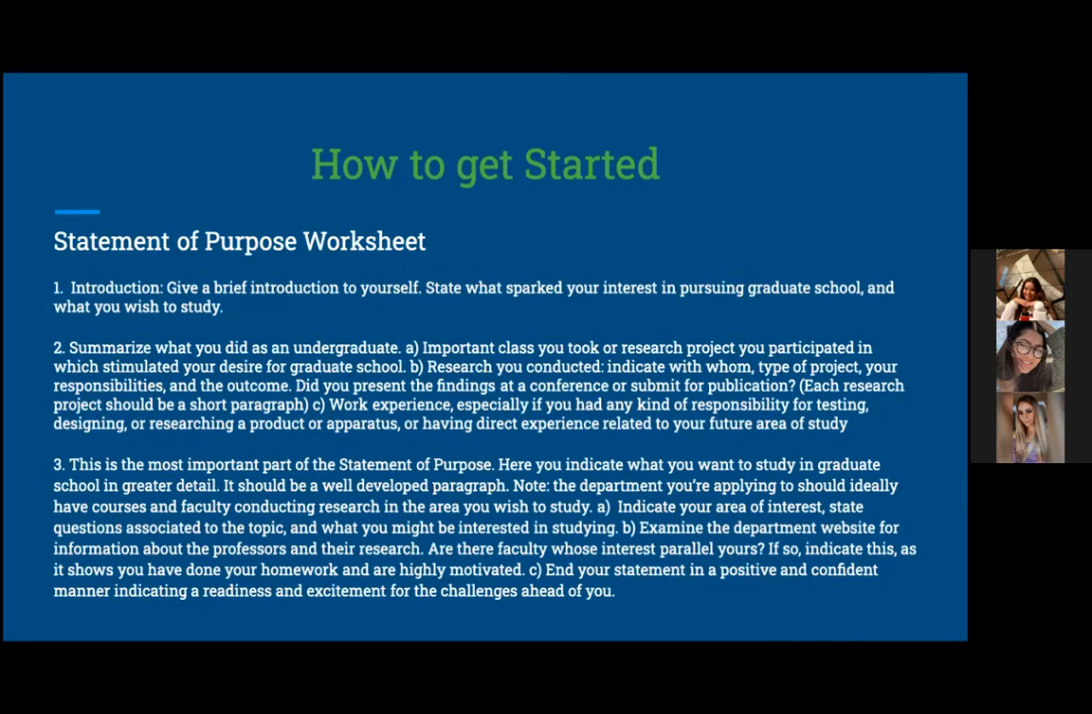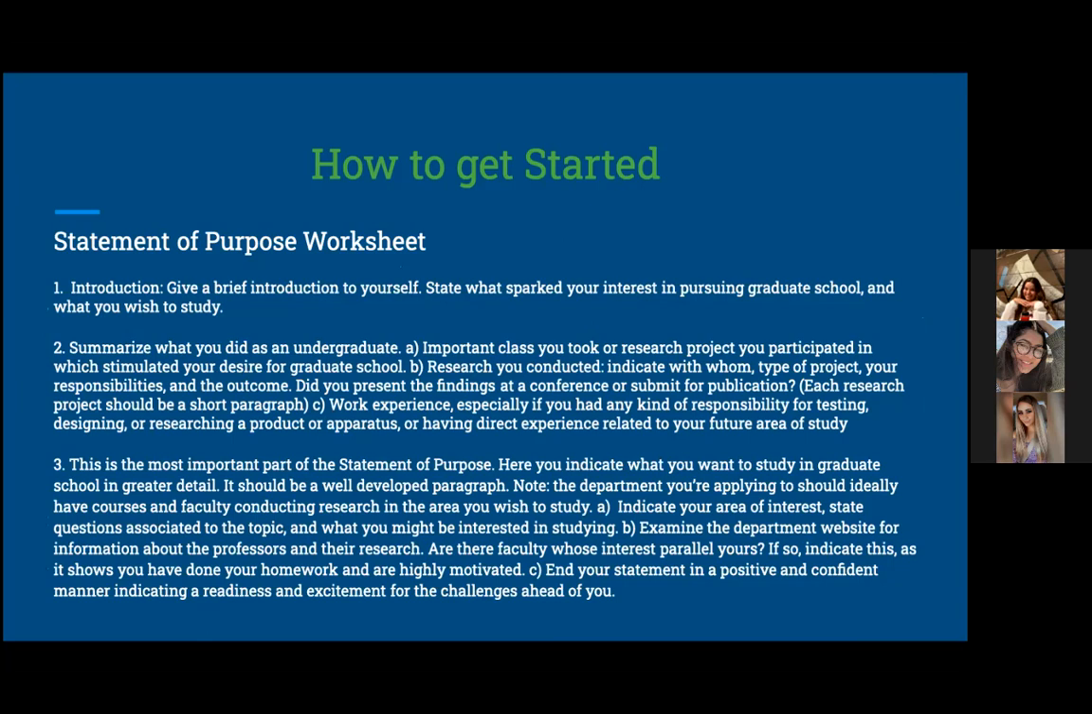And next is how to get started on your statement of purpose. So you want to give an introduction. So introduce yourself, what sparked your interest in pursuing graduate school, and what you wish to study. You want to summarize what you did as an undergraduate. So you can list any important classes you took or any research projects you were in, which sparked your interest for graduate school.